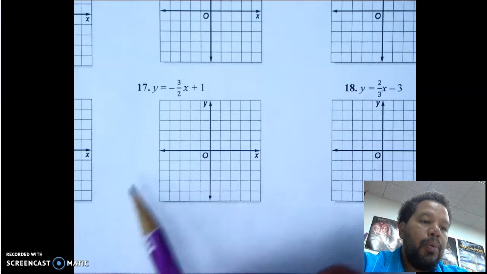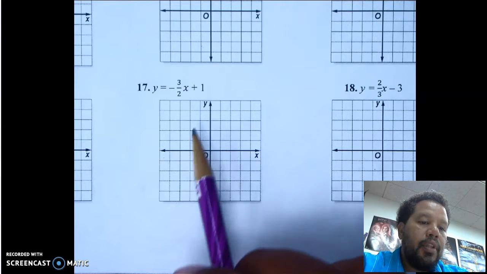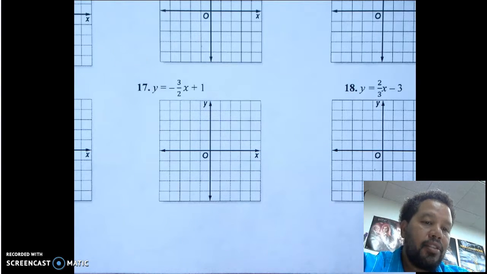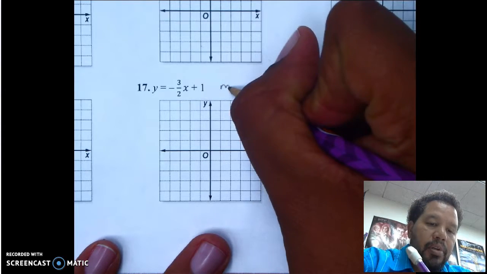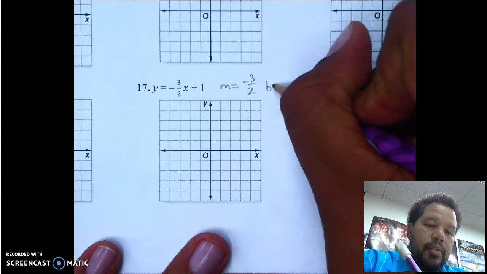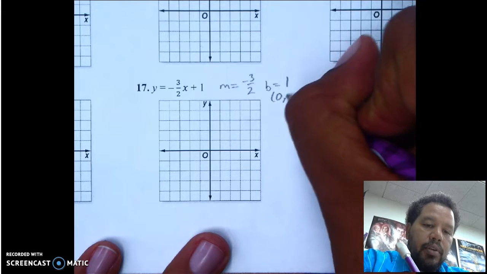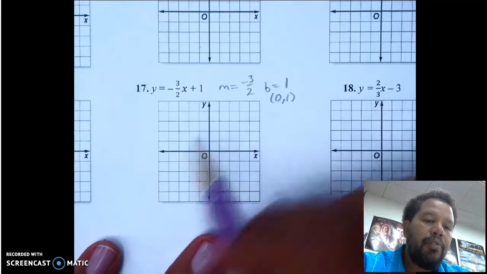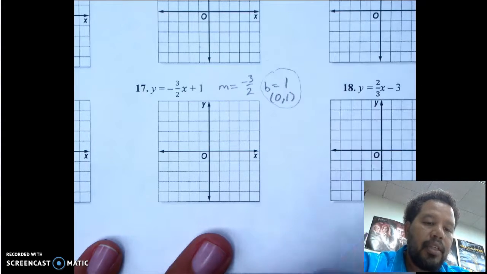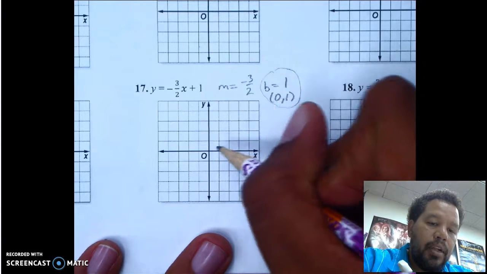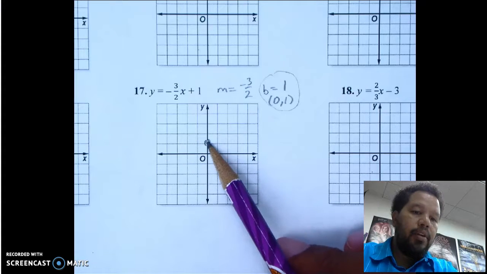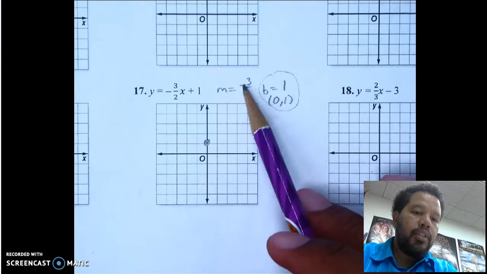And for this last example, we want to graph the equation of the line, and these equations are already in slope-intercept form. So I'm going to identify the slope and the y-intercept first. We have a slope of -3/2, and my y-intercept is at 1, or (0, 1). Whenever I'm graphing using slope-intercept form, I begin with the y-intercept, because that's an actual point. So I'm going to go to where the y is 1. And then from here, I'm going to use my slope, which is -3/2.